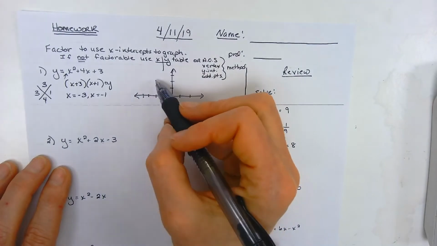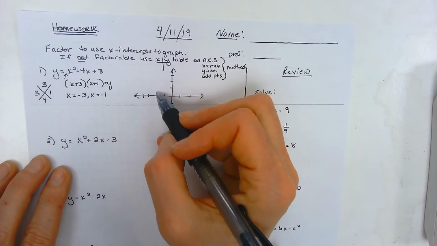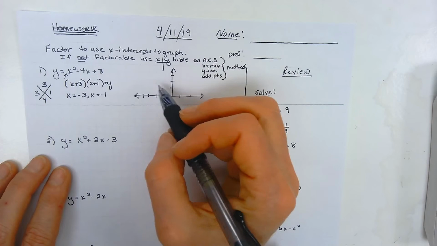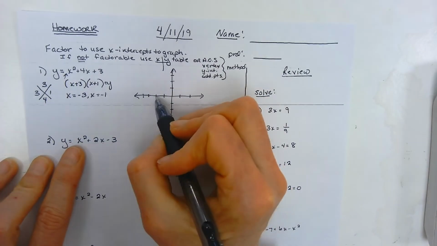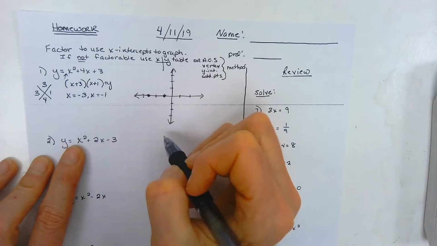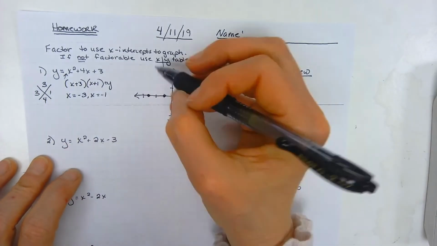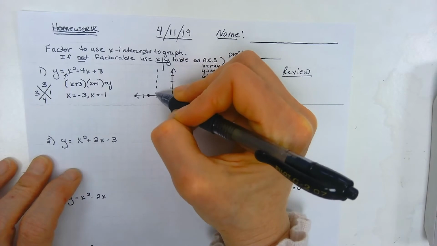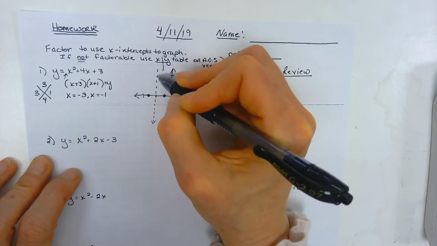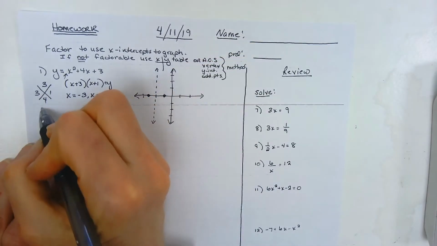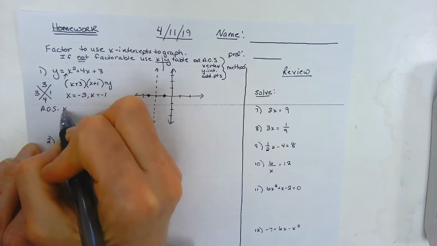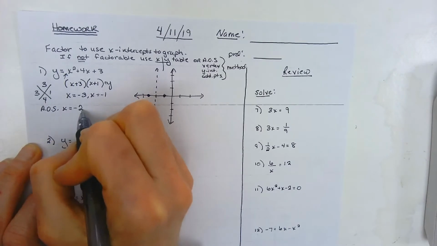It's the point of the graph where the parabola crosses the x-axis, where y equals 0. x equals -3 and x equals -1 are the x-intercepts. And then very quickly we can see that the axis of symmetry is in between those two x-intercepts. So the axis of symmetry is at x equals -2.